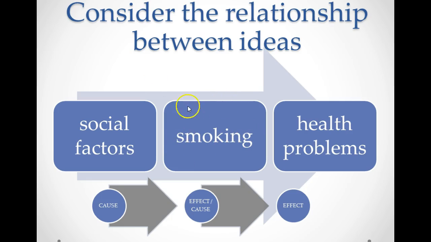Let's take this central idea, smoking. What causes people to smoke? You might say there are social factors like stress and overwork, and the images in popular media that cause people to smoke. So the social factors here are a cause. Smoking is an effect. But smoking can also be the cause of health problems. So we have another effect here. You must understand the connection, whether it's a cause or an effect.